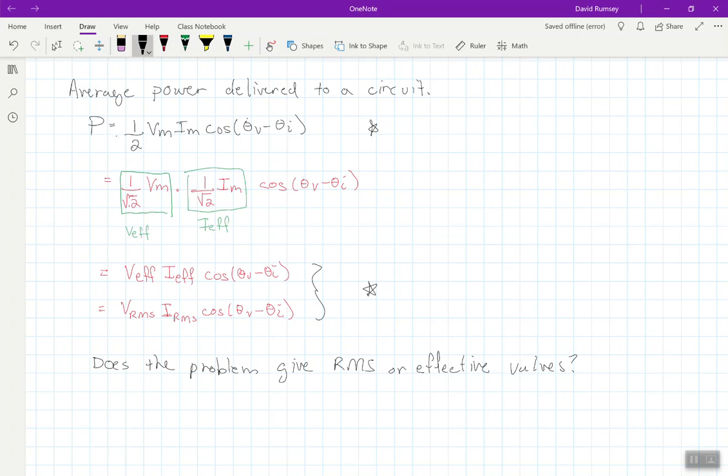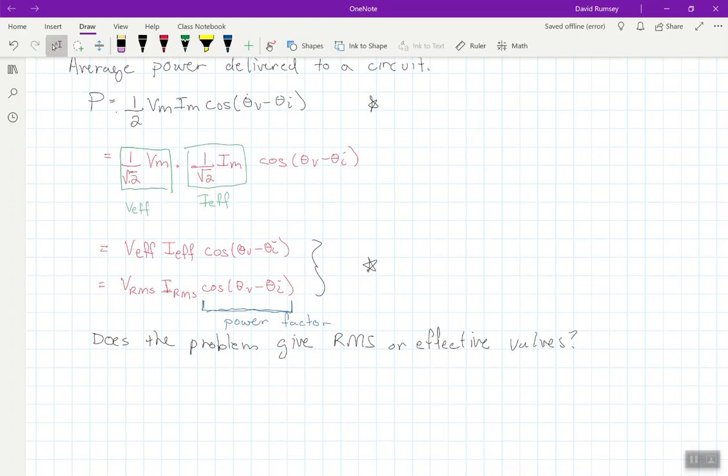Now, before we move on here, there's a lot of important things that we end up getting out of here that we define. This cosine of theta v minus theta I is actually going to be something important. We're going to come back to it, but I'm just going to mention it right now. This is something that's called the power factor. What this is going to tell us in more detail, which we'll learn later on, is how much average power are we getting as compared to the apparent power that's being delivered. And we'll talk about what apparent power is in a little bit.